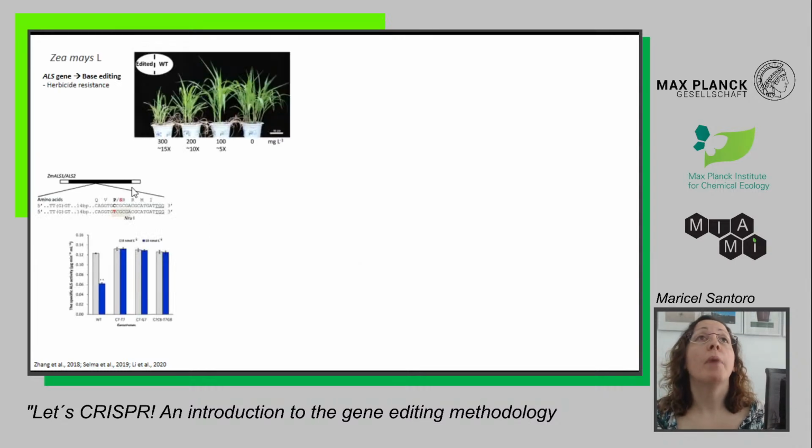For example, in plants, there is one gene, the ALS gene, which has been base edited. So we can change one nucleotide, like for example is highlighted here, and we can generate herbicide resistance in the plant. This has been done in tomatoes, also in potatoes, changing this single base, and so we can generate the resistance to an herbicide.